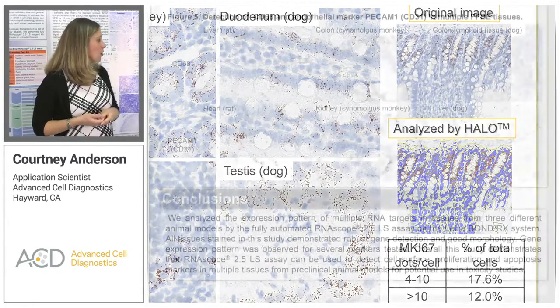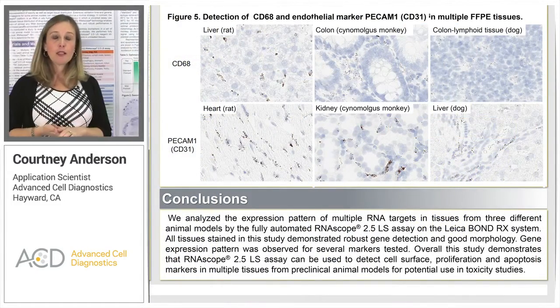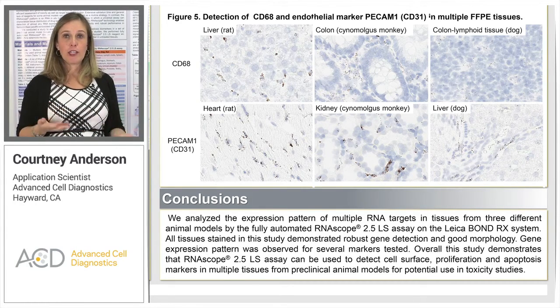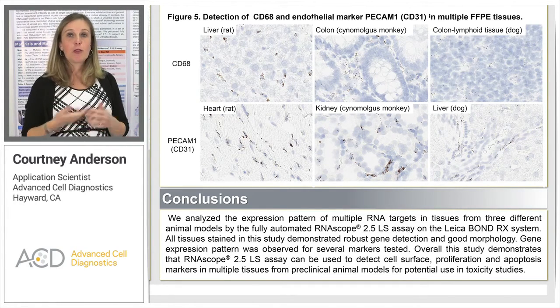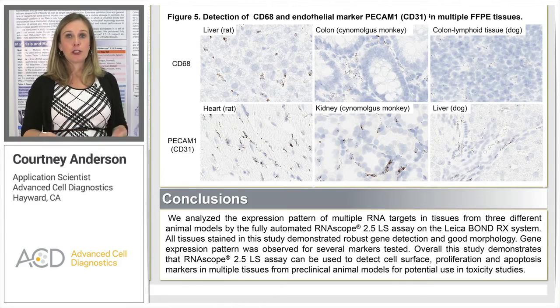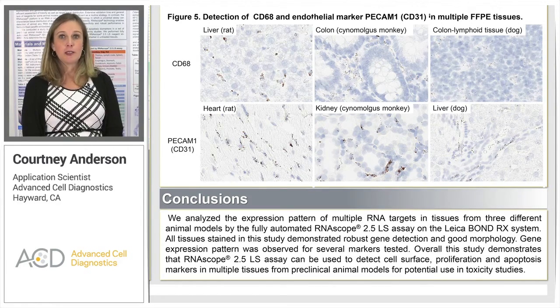Okay? So overall, what we've shown you today is that we have the ability to detect several different markers in several different species using either a standard or mild pretreatment protocol. So we provided you with an optimal protocol for using various tissues and also the analysis of several different biomarkers. And this demonstrates the utility of RNAscope for preclinical safety assessment studies.